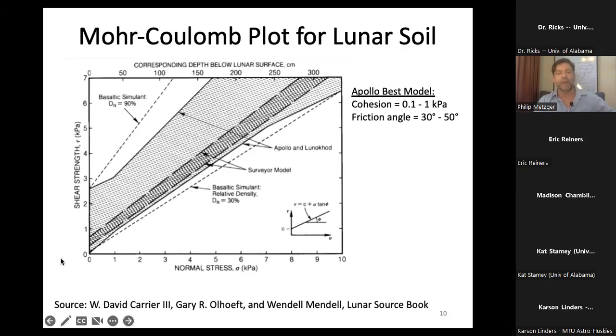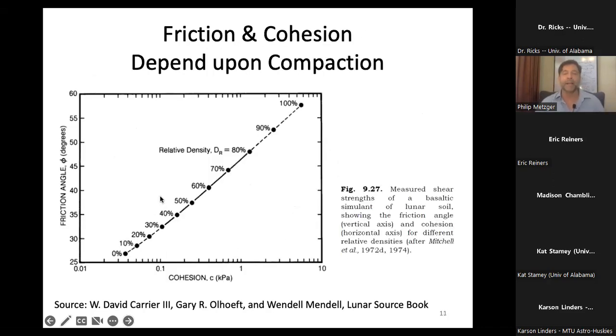But we've measured lunar soil. We know the cohesion is around in this range, and the friction is a slope similar to what you see here. But here's an important point for mobility. If you repeat the experiments using different compaction of the lunar simulant, you get different results.